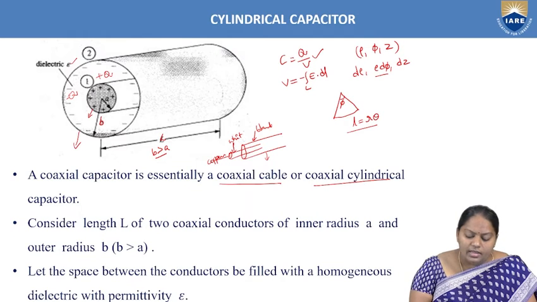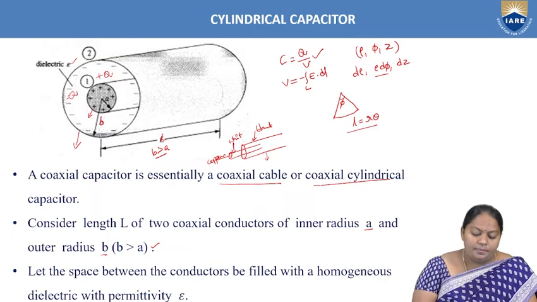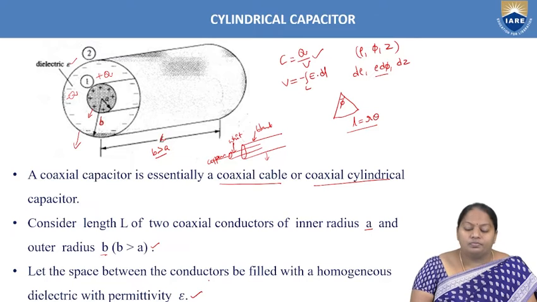Now consider the length L of two coaxial conductors of inner radius A and outer radius B. If you observe from this figure, B is greater than A, meaning the outer plate radius is greater than that of the inner plate radius. Now let the space between the conductors be filled with a homogeneous dielectric with permittivity epsilon.